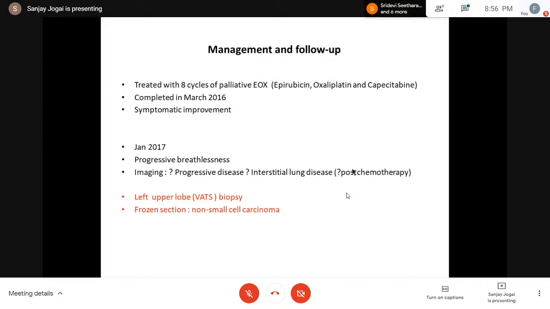Now imaging wise they are thinking, is this post chemotherapy ILD or is it progressive disease? And they do a VATS and send it for frozen section. Again, I get it. I say it looks non-small cell and frozen. That's all I can say, nothing more.